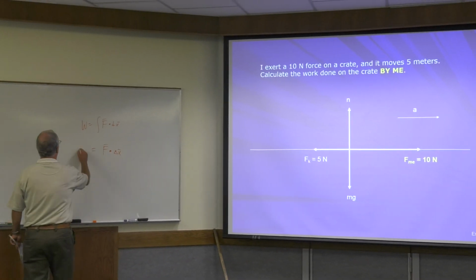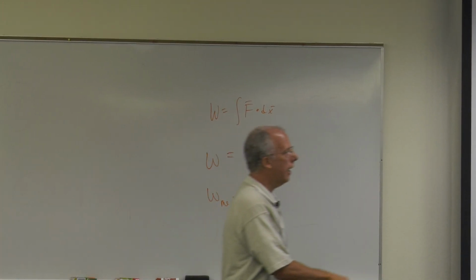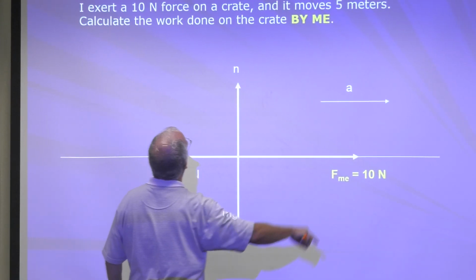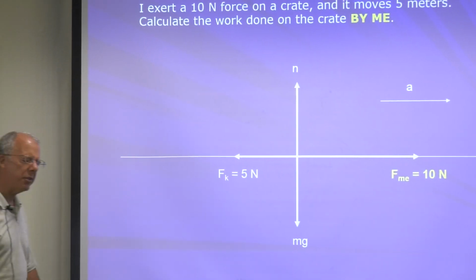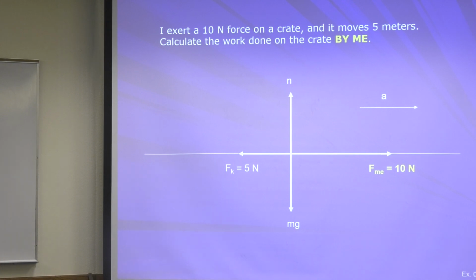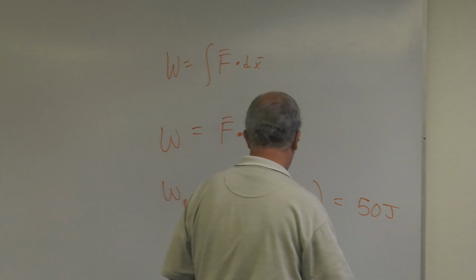Okay, so the work done by me, well, the force is 10 newtons, right? And it moves 5 meters in this direction. So the angle is 0, cosine of 0 is 1. So it's just 10 newtons times 5 meters, which is 50 Newton meters, or 50 joules. Okay, so that's 50 joules. Positive, right? Made it go faster. The acceleration was to the right.